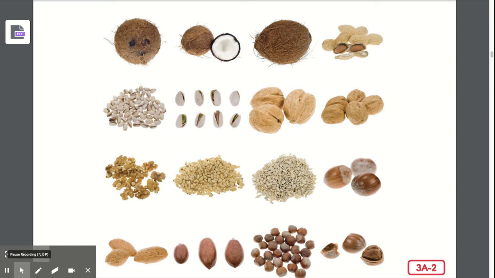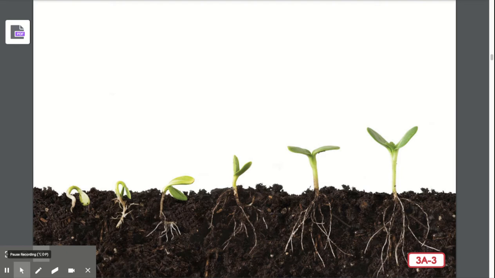How about a pumpkin seed? Did you say a pumpkin? If you did, you've been listening and paying attention. A pumpkin will grow from a pumpkin seed. Seeds are the beginning of new plants.